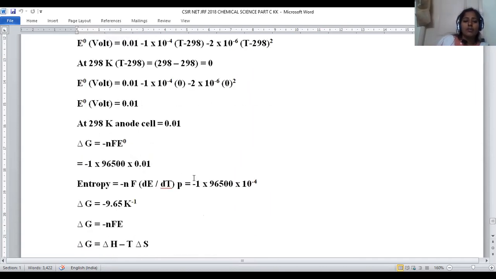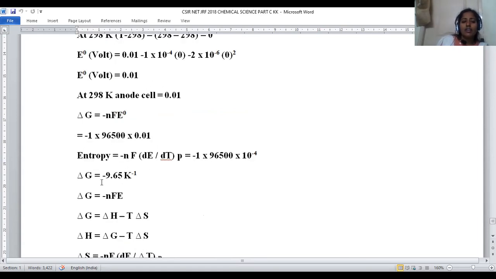That's why the valency n becomes only 1. F is nothing but Faraday. 1 Faraday is equal to 96,500 coulombs, and E naught just calculated is 0.01. So this is about delta G.